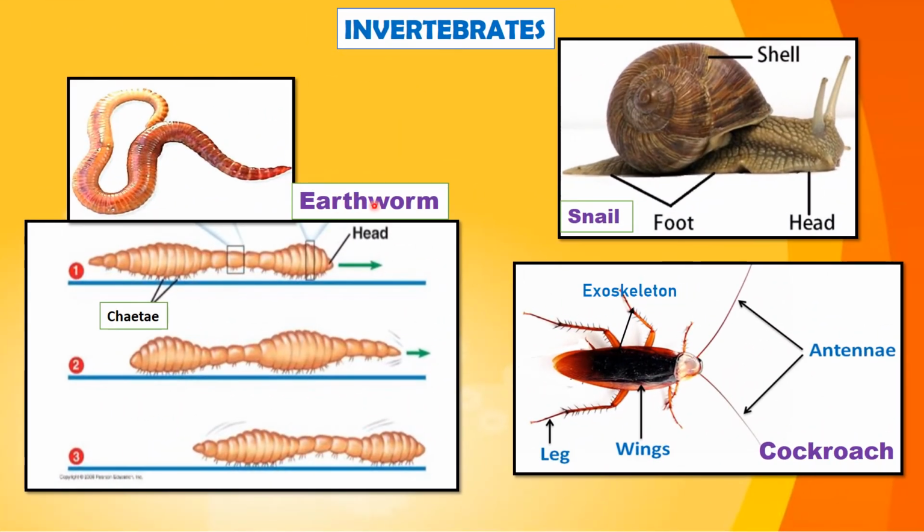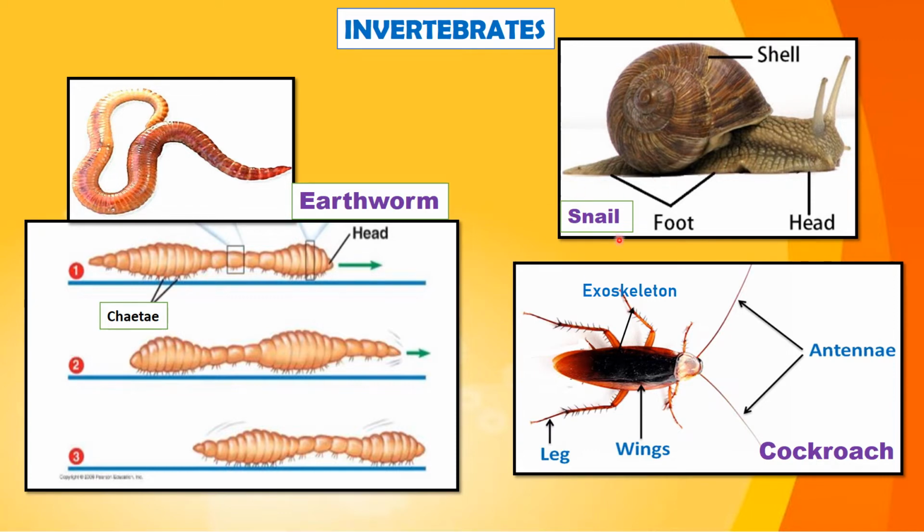Next is earthworm. An earthworm has a segmented body. It has very fine hair-like structures called chaetae, which hook into the ground and enable the earthworm to pull itself forward. Each segment of the earthworm has two sets of muscles, longitudinal and circular, which help the animal move. Chaetae are connected with the muscles.